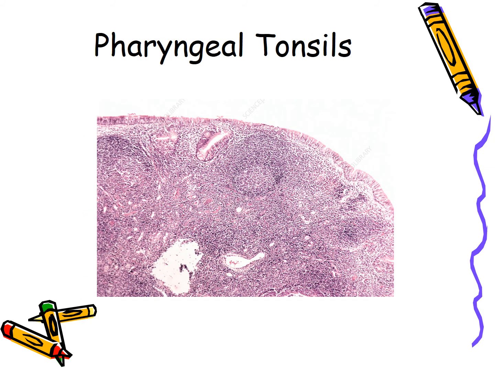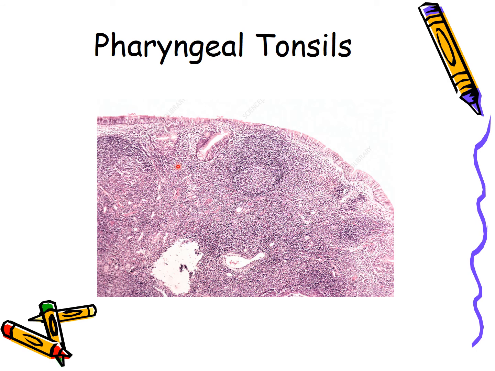Now, how would you differentiate a palatine tonsil from a pharyngeal tonsil? As you know, pharyngeal tonsils line the nasopharynx, and they are present on the roof of the nasopharynx. The respiratory epithelium is the pseudostratified ciliated columnar epithelium. So the pharyngeal tonsils have a lining of pseudostratified ciliated columnar epithelium, and below it there are lymphoid follicles with or without germinal centers, as you can see here.